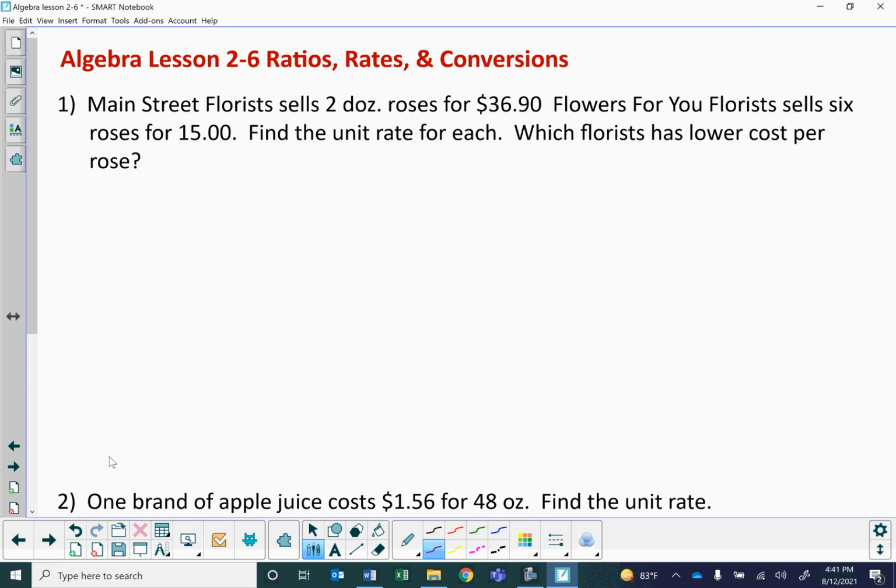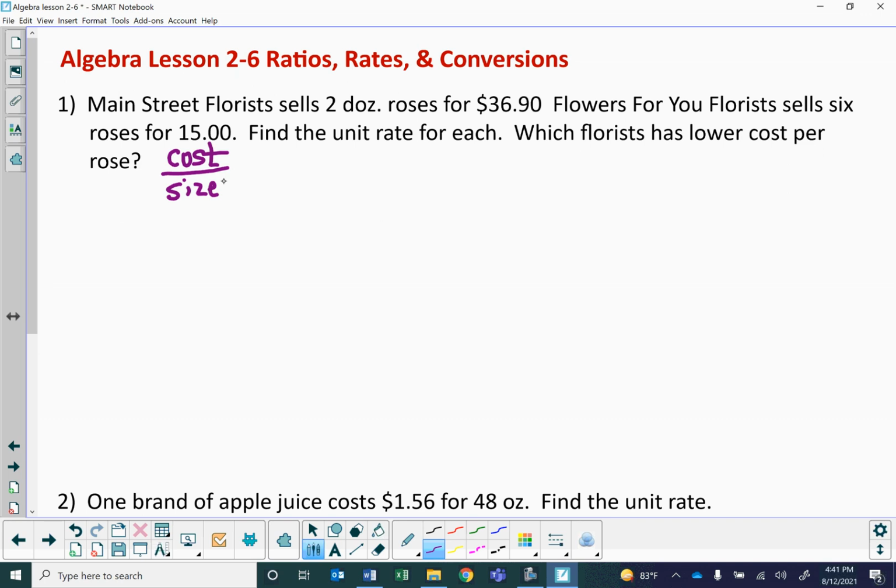All right, so Main Street Florist sells 2 dozen roses for $36.90. Flowers to You Florist sells 6 roses for $15. Find the unit rate for each and which florist has the lower cost per rose. To find a unit rate when it's dealing with money, it's always going to be the cost divided by your size, whether that is ounces, pounds, or a number like a dozen, 2 dozen, or 15 or 26.